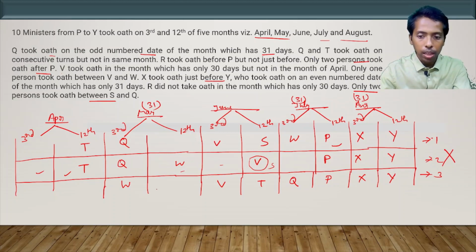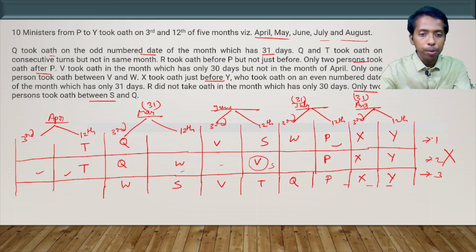Now moving to the third case. Q is here. Only these all places are occupied P, X, Y, right? So only left hand side V and T. S can come here very easily, right? Now only case 1 and case 3 prevails.